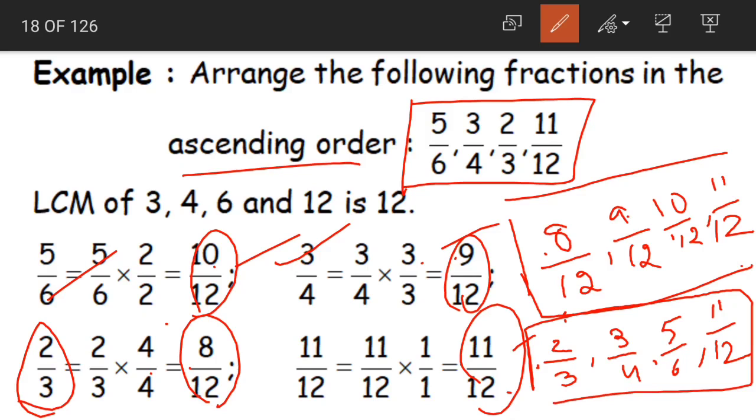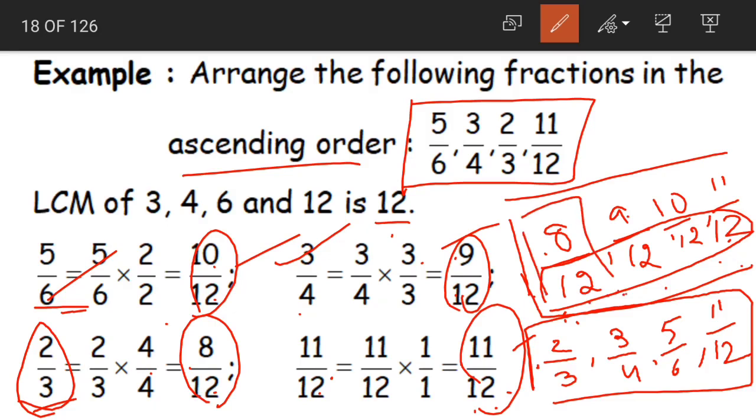What is it, children? 2 by 3, 3 by 4, 5 by 6 and 11 by 12. Understood the steps clearly? First we found out the LCM of the given numbers, and then we expressed all the given fractions with the LCM as their common denominator. And then, as they all have the same denominator, comparison is very easy, and we have arranged them in ascending order. Remember, do not write these fractions as your final answer. Write the original fractions, children. Yes, what was asked, given in the question.